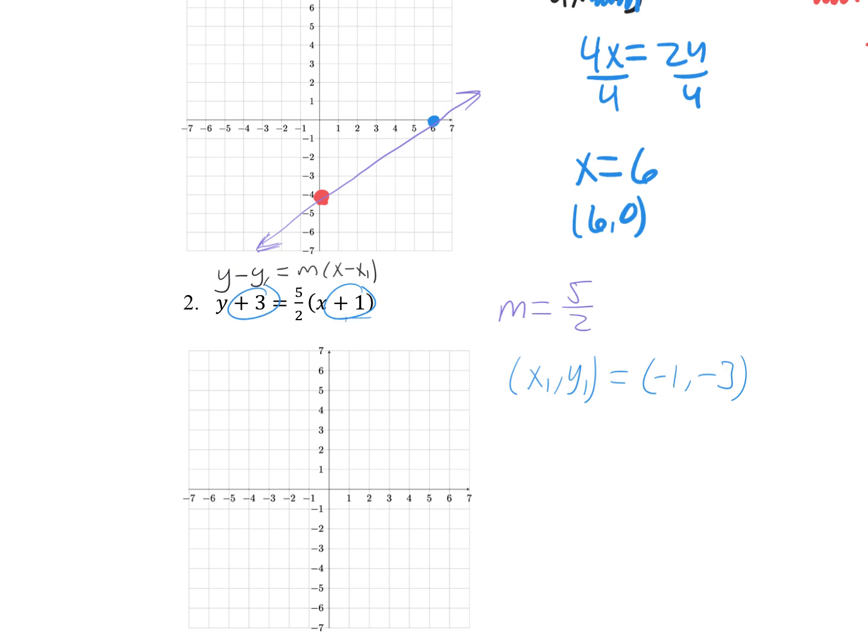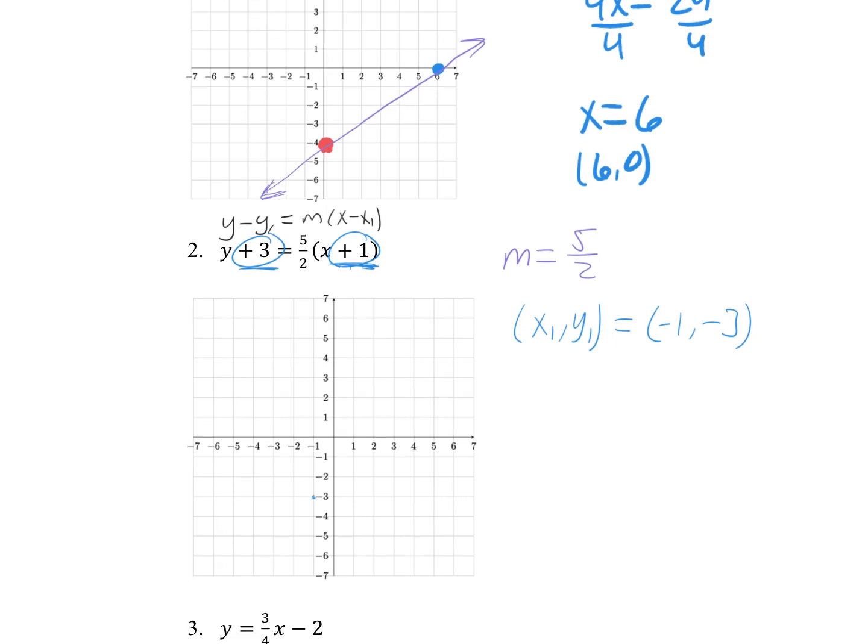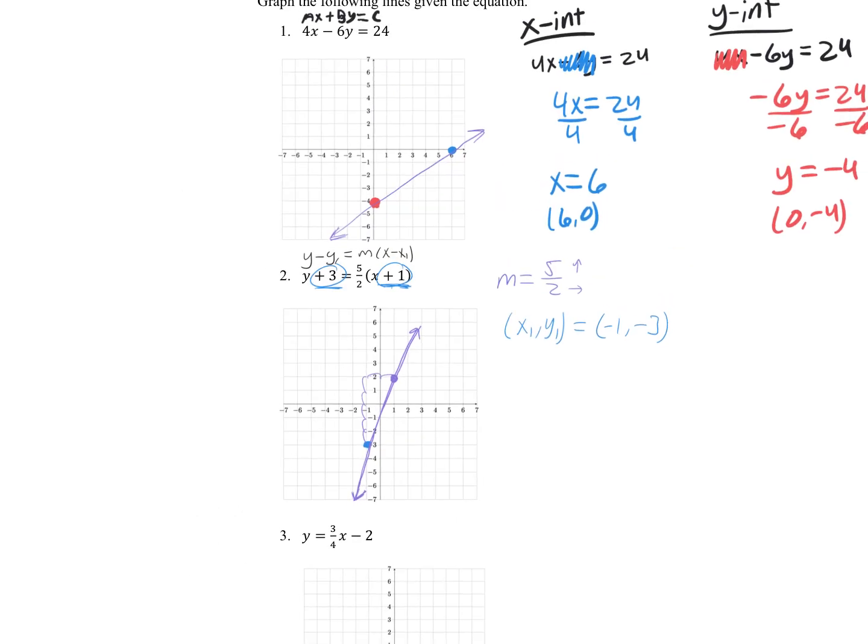If I see an x plus 1, that's x minus negative 1, y plus 3, y minus negative 3. So I'm going to go ahead and plot that point right there. That's this point right here. And then your slope of 5 over 2 is telling you to rise 5 units and run 2 units. So 1, 2, 3, 4, 5. 1, 2 units to the right. It's going to get you a point right here. And all you have to do is connect the 2 points. You get something that looks like this. All right, good.